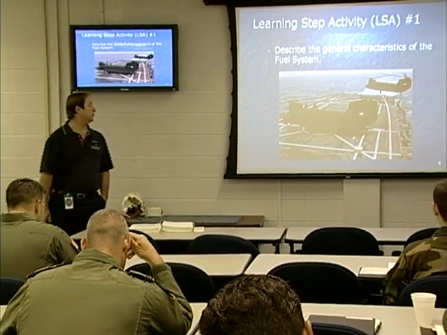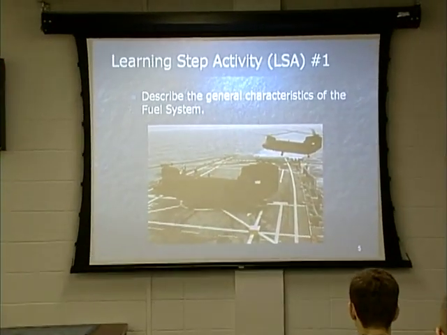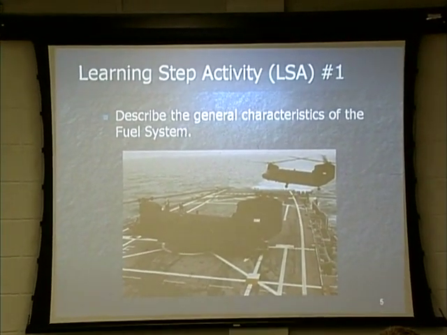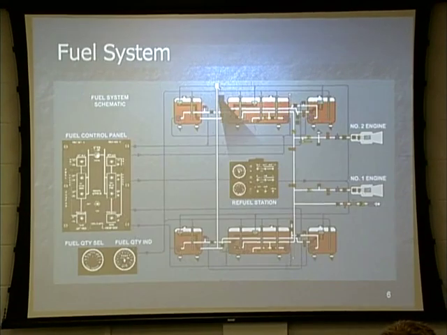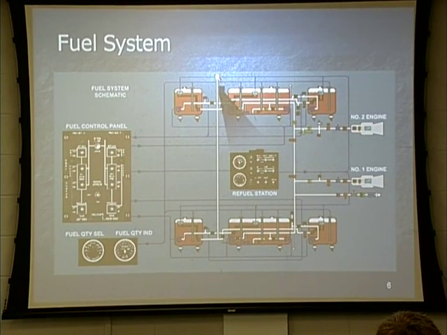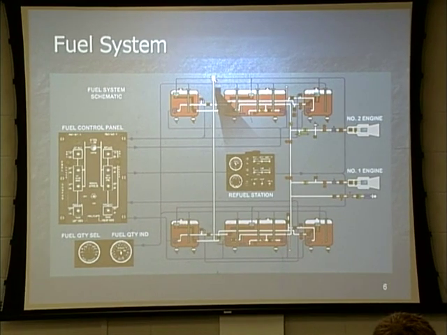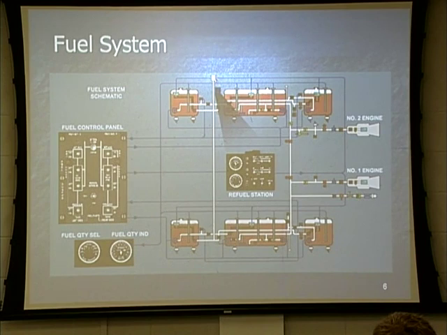Learning step activity 1, describe the general characteristics of the fuel system. As we look at the fuel system, just like all our classes, we're going to break it down first for our pre-flight value. When we look at the fuel system, what you're going to find is we have on each side 2 auxiliary tanks and a main tank. The right main tank is going to feed the right engine and the heater. The left main tank is going to feed the number 1 engine and the APU.